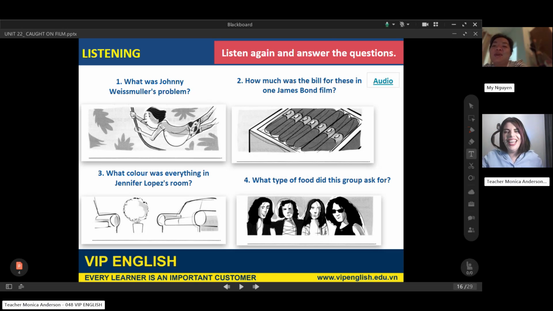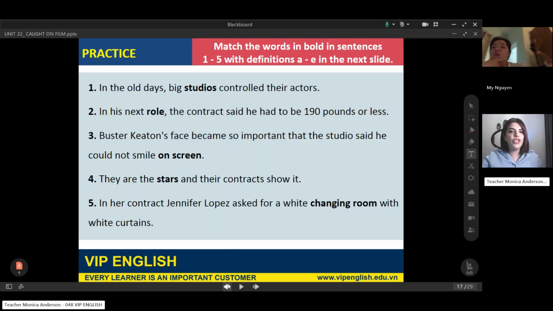Of course. Well, and what type of food did this group ask for? Fresh food. Fresh food is really important. I heard that for Jennifer Lopez, fresh food, of course.